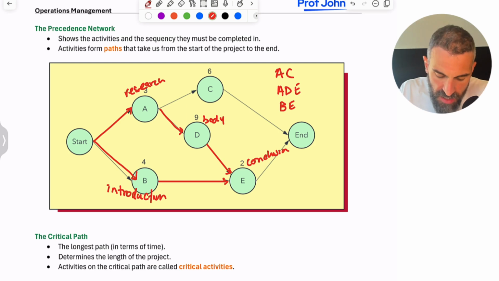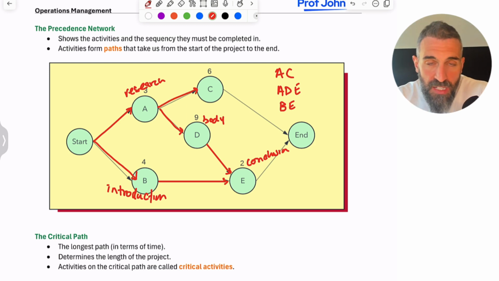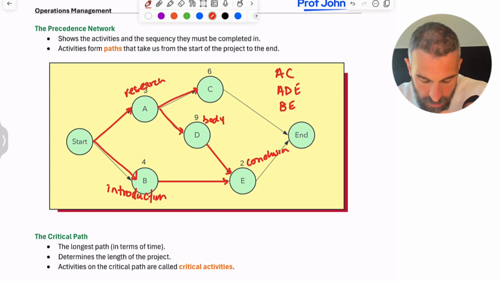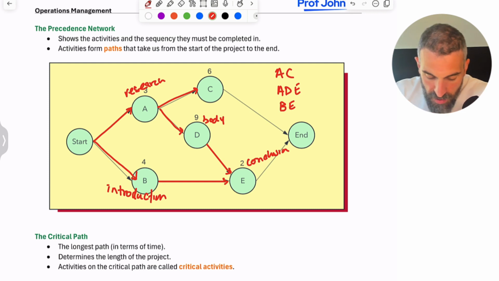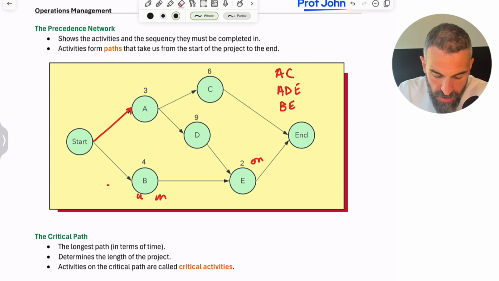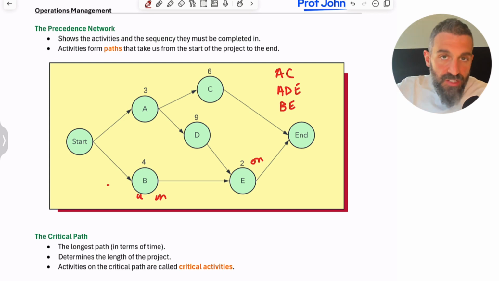And then maybe C could be something related specifically to the research, like renting out books or whatever. Doesn't matter. The point is, this shows you all of the activities, the sequence they have to be completed in, and the little numbers on top are how long each activity is going to take. For example, activity A could be 3 weeks, 3 days, whatever. Let's call it 3 weeks.